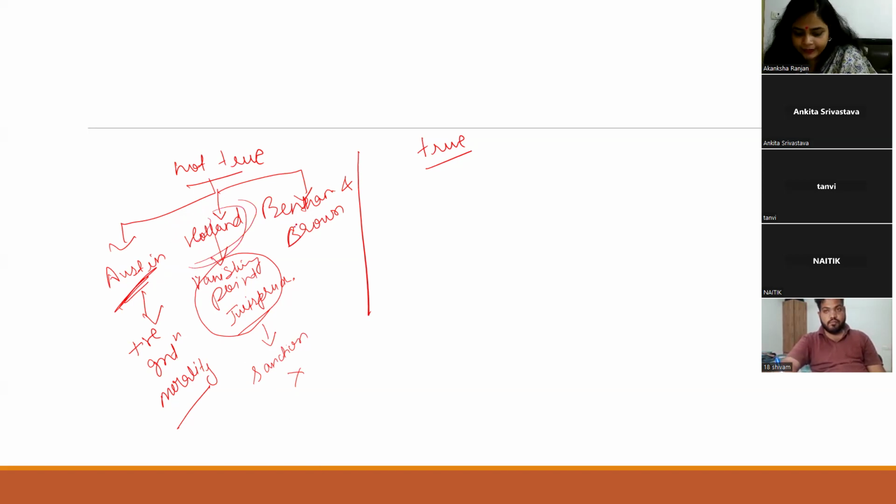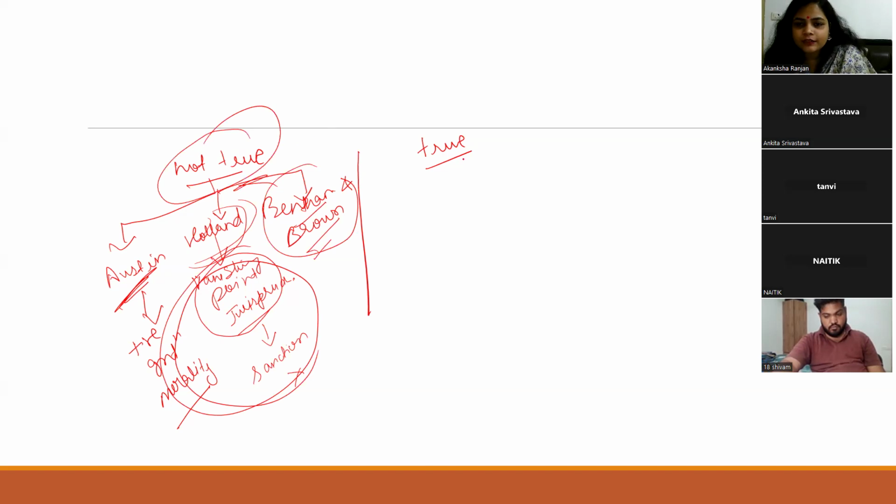Right? Then Bentham and Brown. They have also said these two points only. So they were also supporting that it is not true law. So this is what these three people have said about international law.